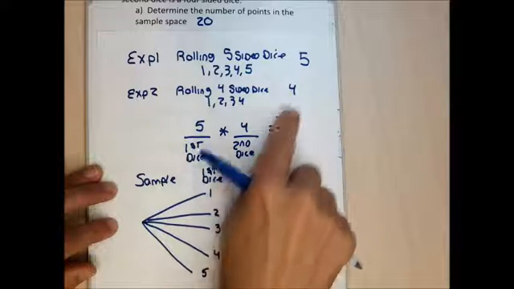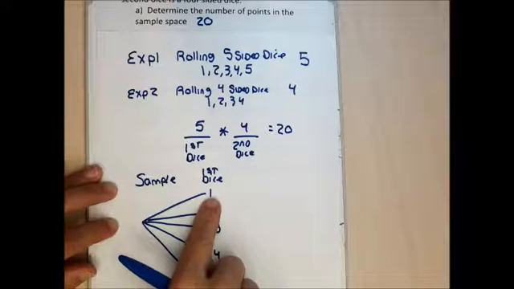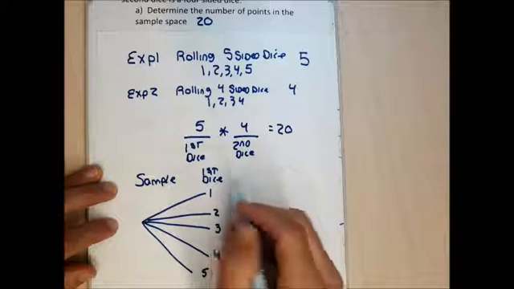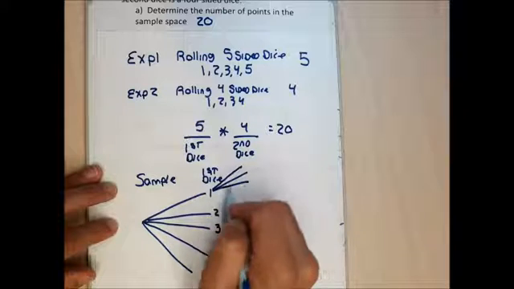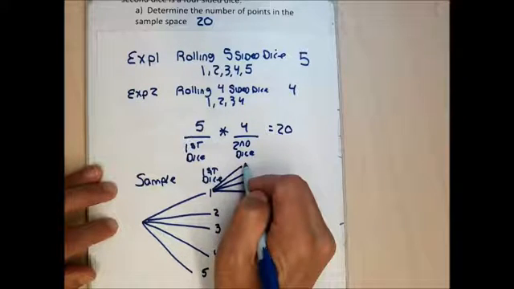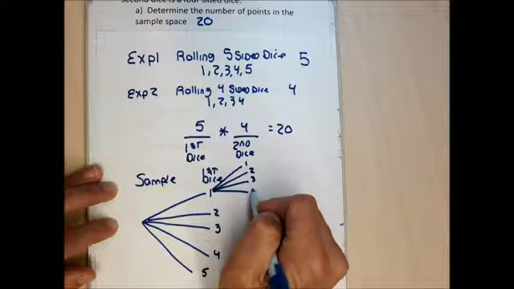For my second dice, it only has 4 options. So out of each one of these numbers, I only put 4 branches. You're going to get 6 again. But out of my 1, I'm going to put 1, 2, 3, 4 branches. And I'm going to put the numbers 1, 2, 3, and 4 on it.